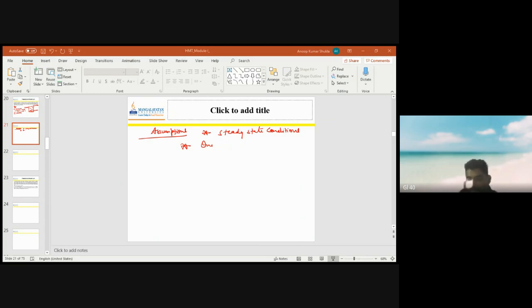Dimension is given. Q upon 2 pi L is constant. 1 by R integrates to ln R. So simply it is ln R2 by R1 equal to minus K into T2 minus T1, delta T. And this amount of conductivity you will get: K equal to Q into ln R2 by R1 upon 2 pi into L into T1 minus T2.